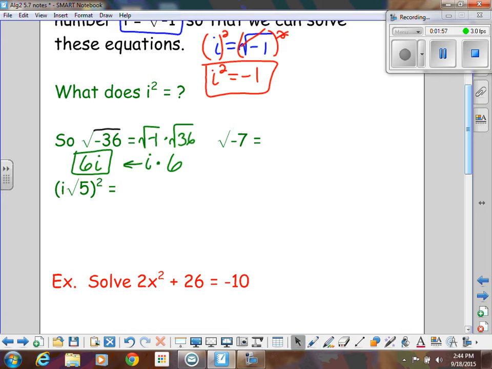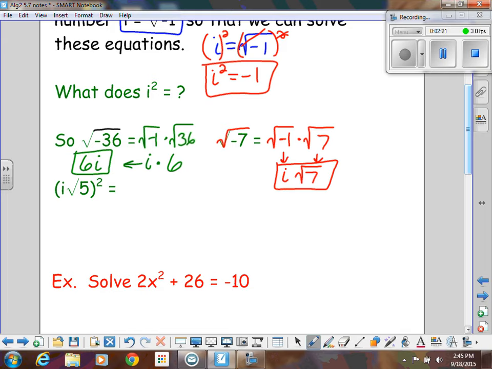If I try to do the square root of negative 7, again, I'm going to pull it apart and take apart the negative 1 times the square root of 7. So the square root of negative 1, that's just i. The square root of 7 is not a perfect square, and we cannot simplify it any further, so that's just the square root of 7. So that's all I can do with that one.